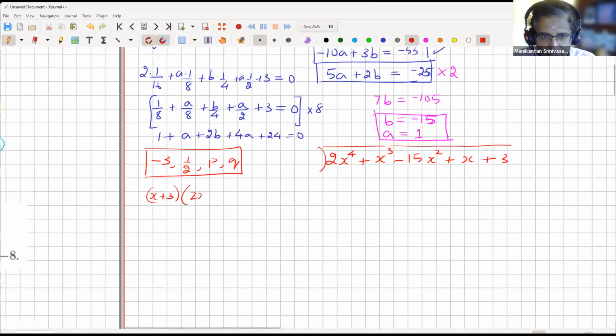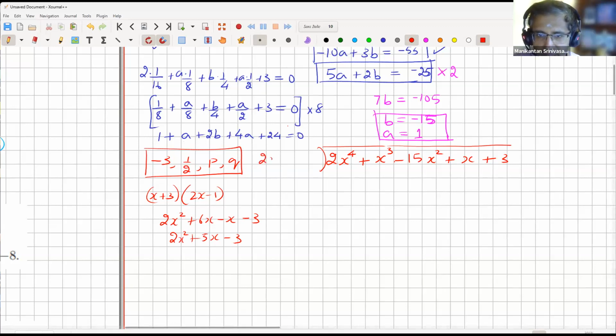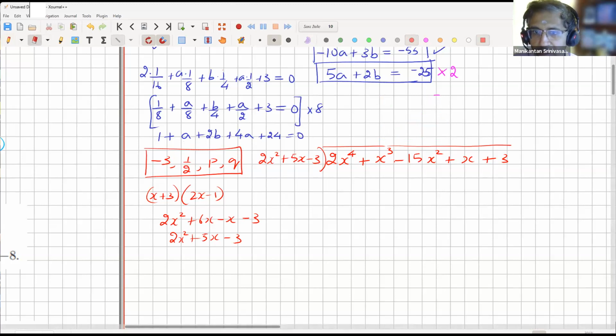So let me multiply x plus 3 times 2x minus 1. I have 2x square plus 6x minus x minus 3, so it's 2x square plus 5x minus 3. So let me divide this by 2x square plus 5x minus 3. In this case, I'll have to do the long division.